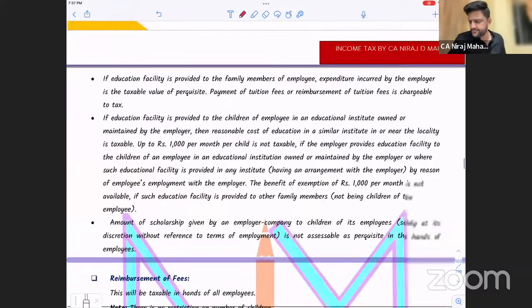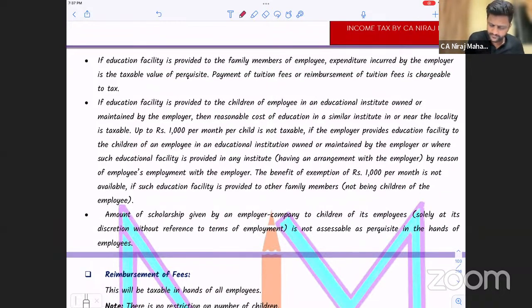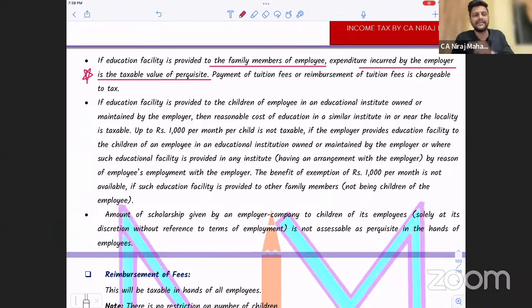Then, if education facility is provided to the family members of the employee, expenditure incurred by the employer is a taxable value of perquisite. But it is exempt only for which family member of the employee? If the education is provided to which person, only then it is exempt. That also up to rupees 1,000 per month per child. That means, please understand, even if it is rupees 500 or 800 per month, but the education is provided to somebody else in the family, it becomes fully taxable in the hands of the employee.